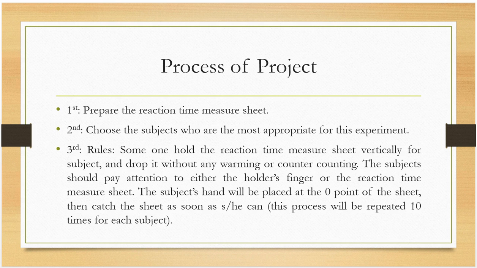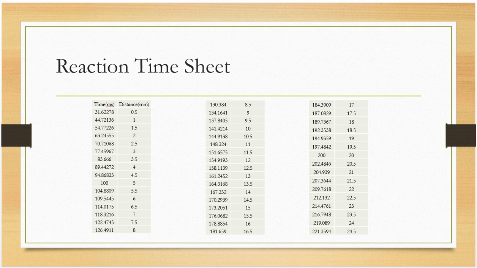The subject will pay attention to either the holder's finger or the reaction time measure sheet. The subject's hand will be placed at the 0 point of the sheet. Then the subject catches the sheet as soon as he or she can. This process will be repeated 10 times for each subject.